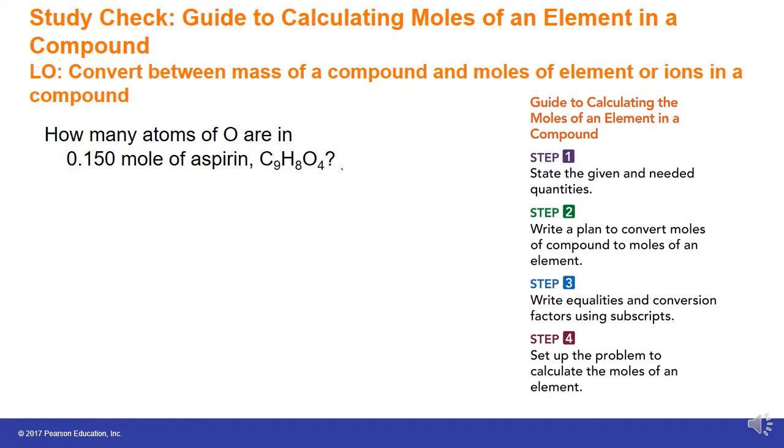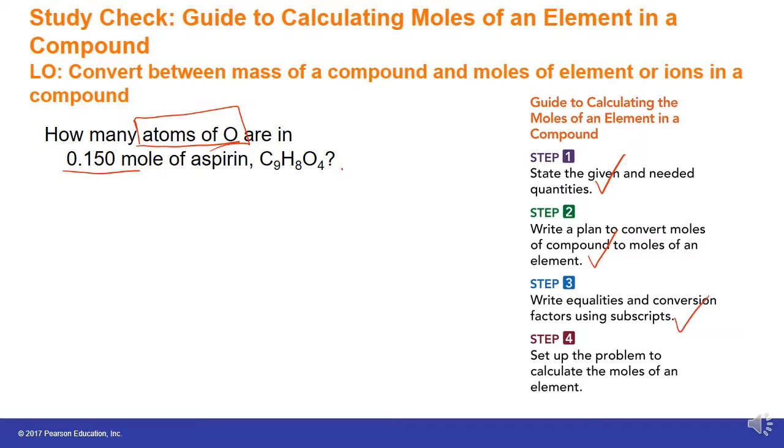Okay, let's practice taking a look at this problem. This question asks how many atoms of oxygen are there in 0.15 moles of aspirin? Well, as for any problem, we're always going to first start with what we're given and what we need. We're going to write a plan to convert from moles of the compound to moles of the element, and we need to end up with the atoms, and then we're going to use equalities to help us figure it out.